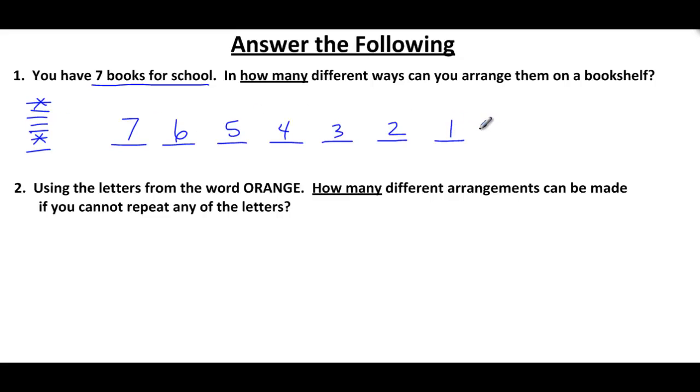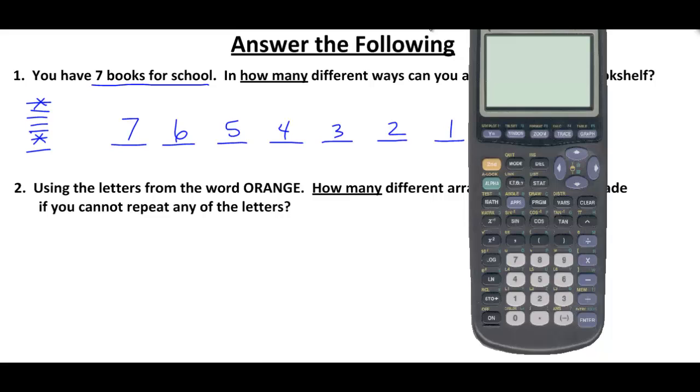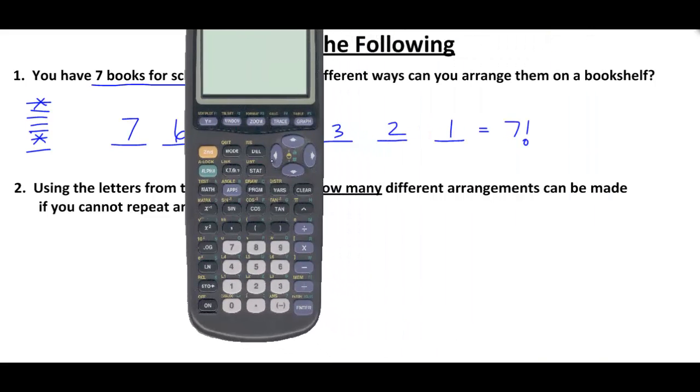Now you could write all that out, or if you understand that you're going to be starting with 7 books and you're going to be decreasing by 1 each time, going down all the way to 1, we could write that as 7 factorial. Let me show you how you would type that into your calculator. So if you have your calculator and turn it on, what we're going to do is clear anything that's actually on it.